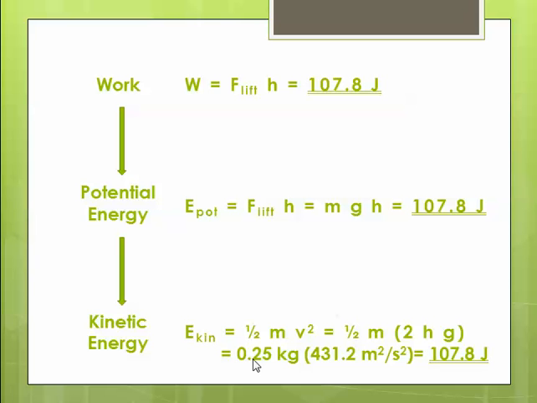A half times m is 0.25 kilograms. Now this entity here is nothing but 2 times h times g, which is the velocity squared. And now do the calculation and you come up with a value of 107.8 joules. What do we see? 3 times the same number. Okay? Energy is conserved. It does not change.